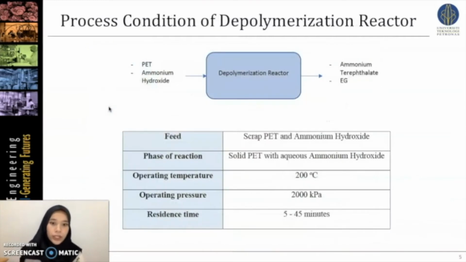Okay, now moving on, here is the simple reactor block of alkaline hydrolysis of PET with ammonium hydroxide. The feed is PET and ammonium hydroxide, and the reaction produces ammonium terephthalate and EG. Then there is the table for the process conditions of the depolymerization reactor.